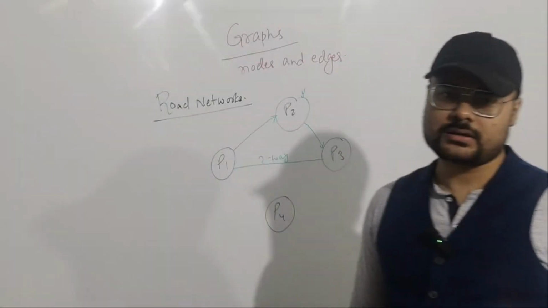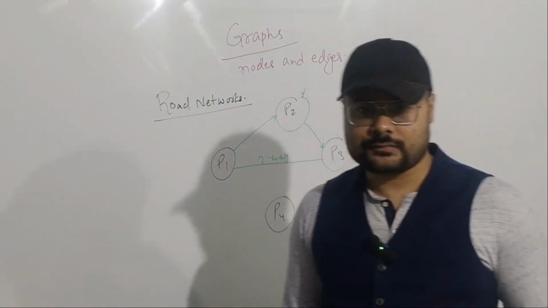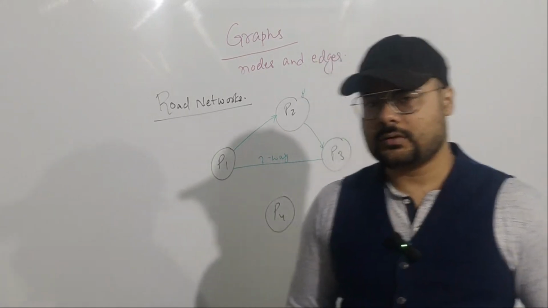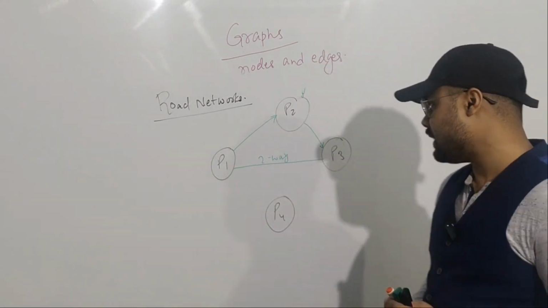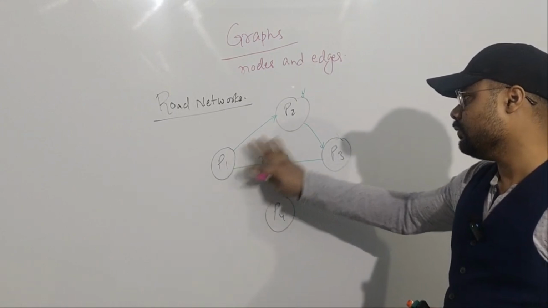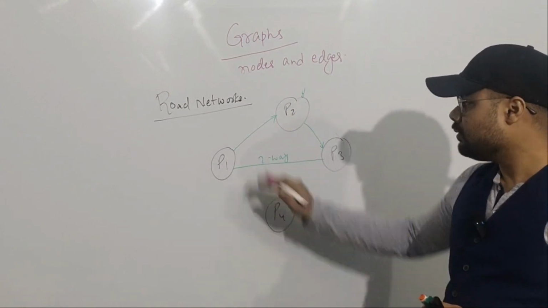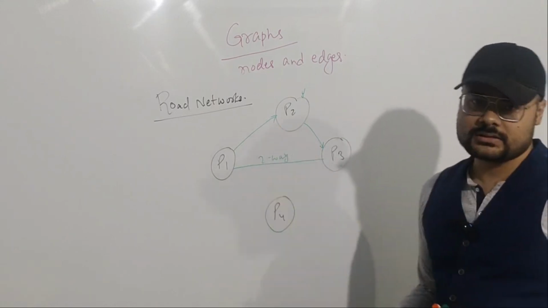Now, so far I have shown that graphs may be directed graphs, undirected graphs, or mixed graphs. Okay, but it is not limited to the two nodes being connected with only one edge. Two nodes may be connected with multiple edges.